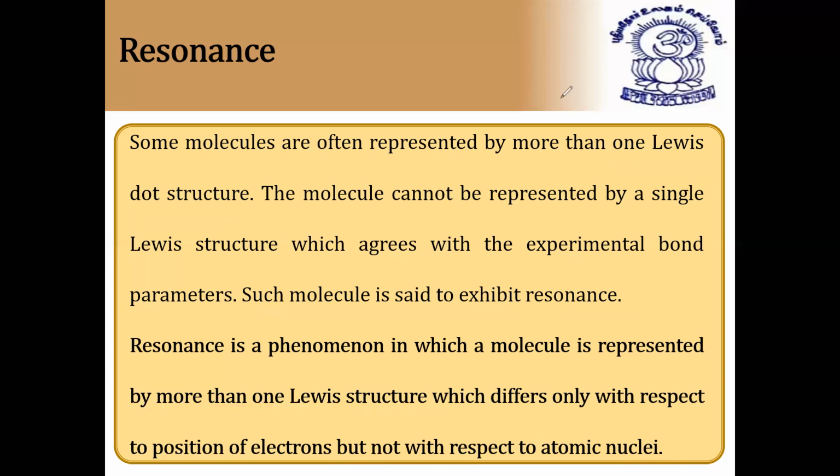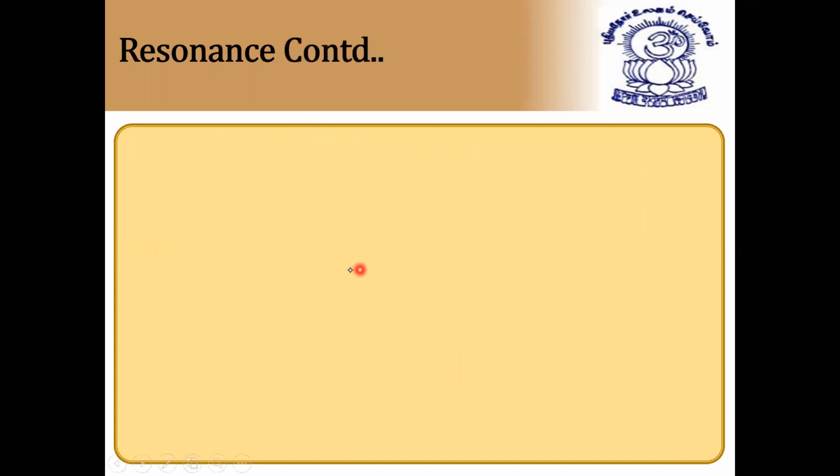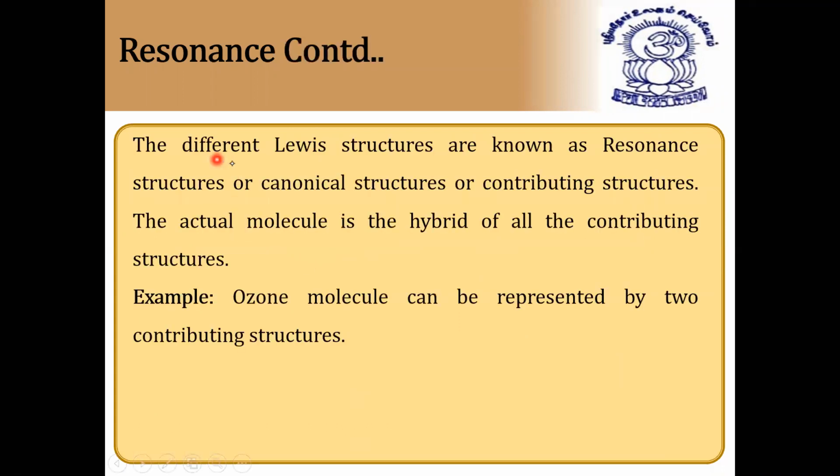The properties of resonance are very important from an examination point of view. There will be statement based questions: which of the following is incorrect about resonance, or which of the following is correct about resonance. The different Lewis structures are known as resonating structures, canonical structures or contributing structures. The actual molecule is the hybrid, meaning the combination of all the contributing structures.